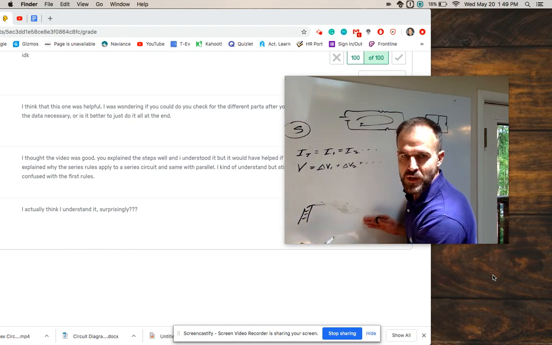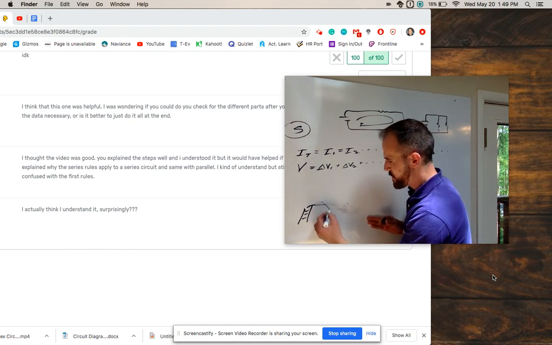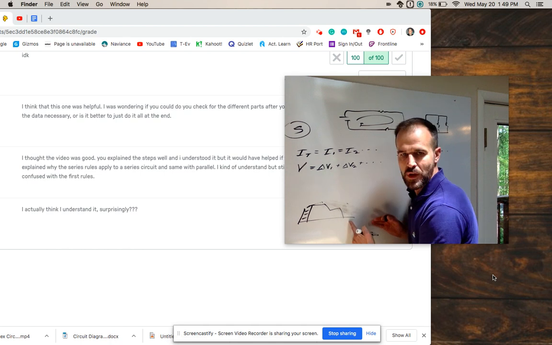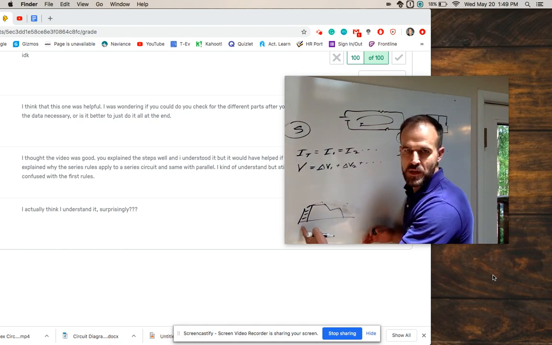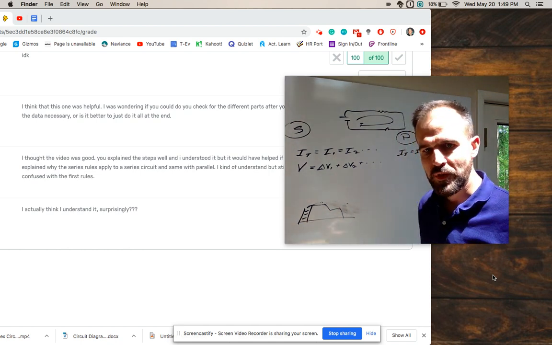So the battery is giving the electrons a potential, and then each thing in series is sort of getting back to ground level here, and then back to the bottom of the slide. The battery pumps it back up to the top, if you will.